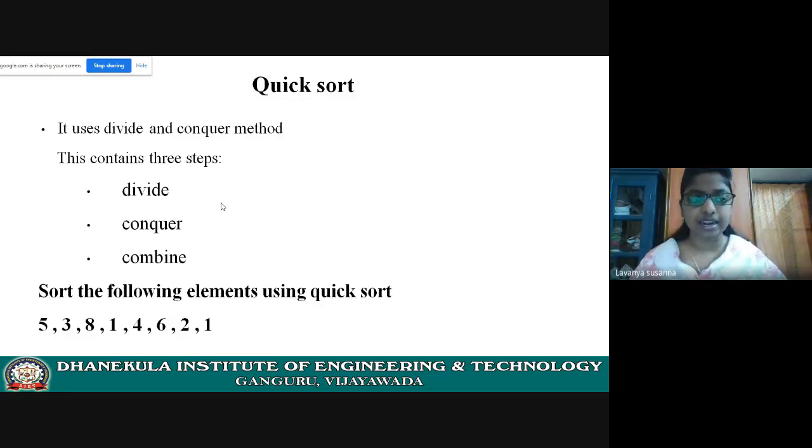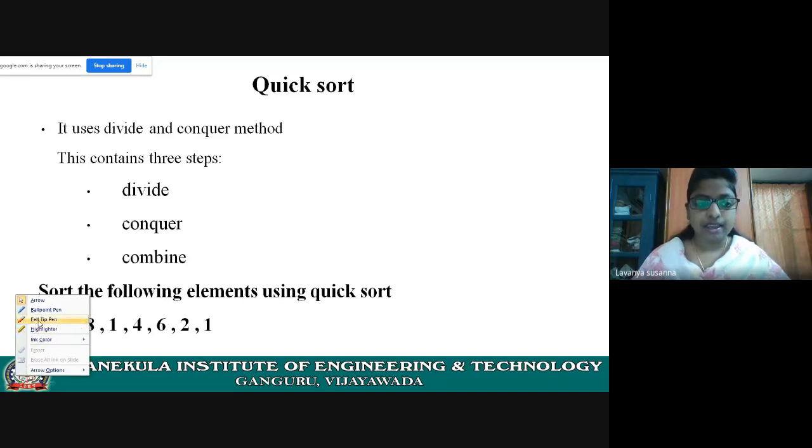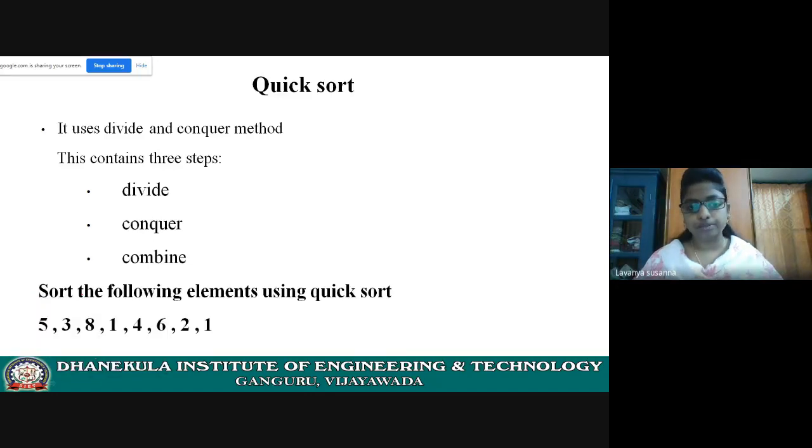Once again, see here, write down quicksort. Keep the heading quicksort and write down these points. I request all the students to maintain running notes and solve the problem along with me. I will explain, so listen carefully and solve along with me.